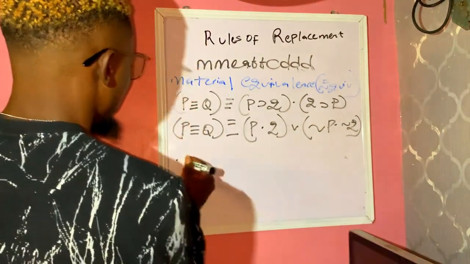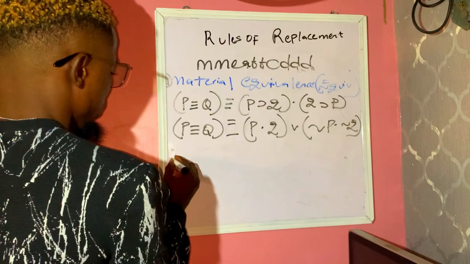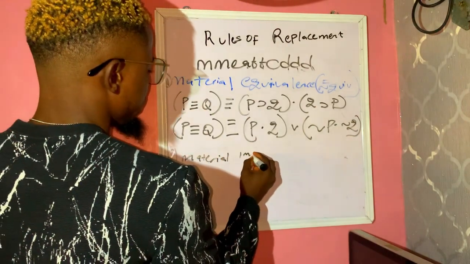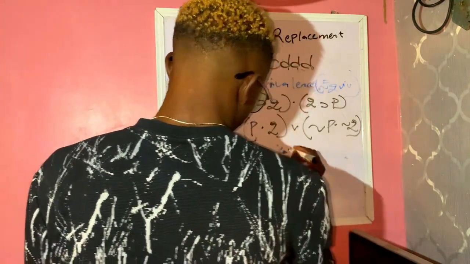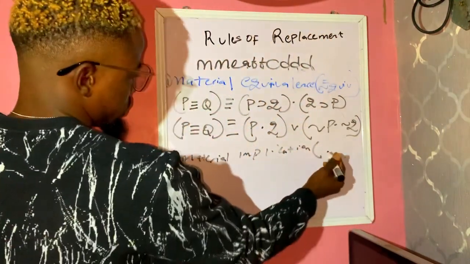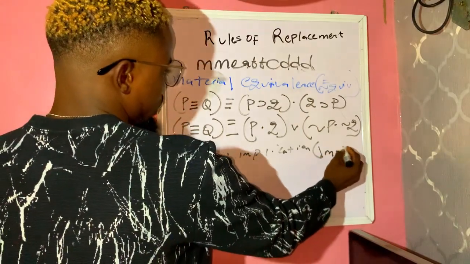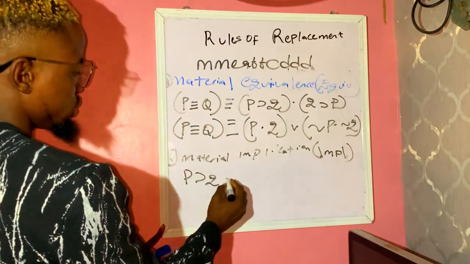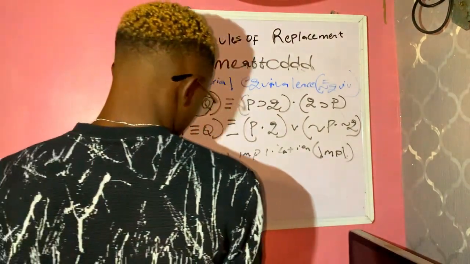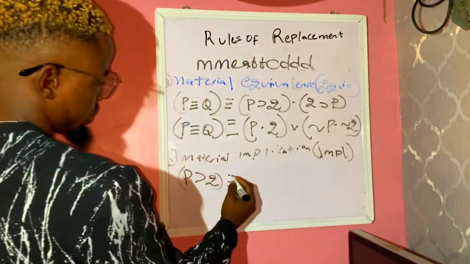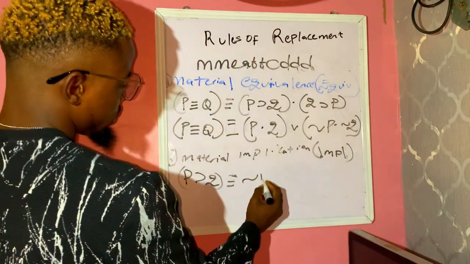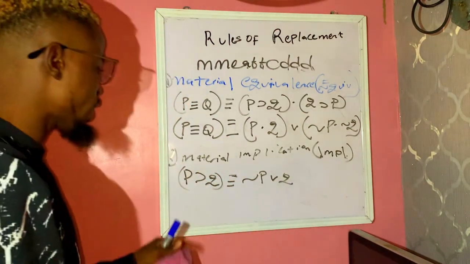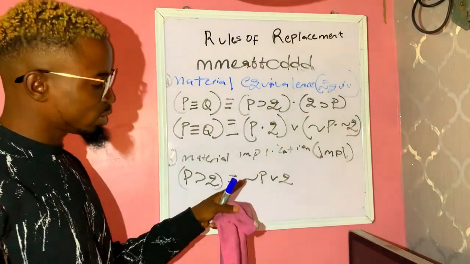The next one is number 2, material implication. We call it imp. It says P implies Q if and only if negation P or Q. What material implication is saying is that if you have P implies Q, you can replace it with negation P or Q.